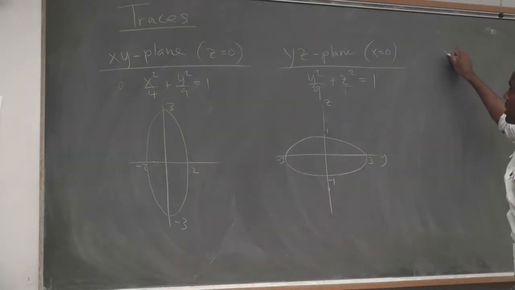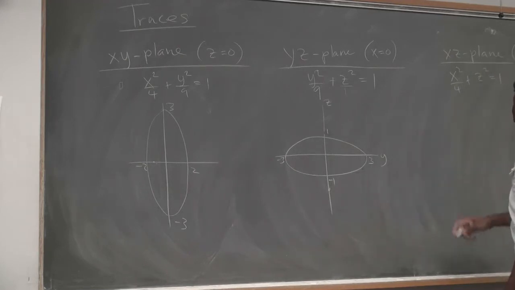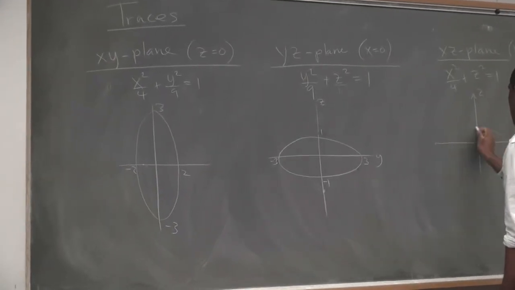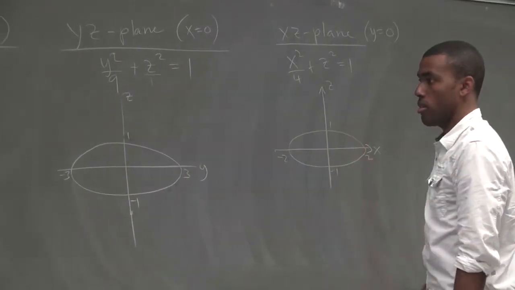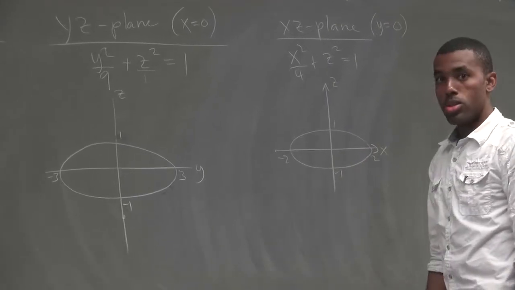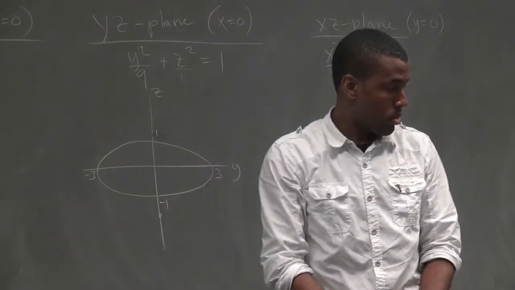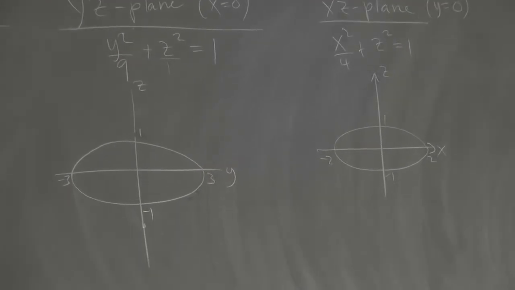And then finally we look in the xz plane. Here we got x squared over 4 plus z squared equals 1, because we're assuming y equals 0. This also gives you an ellipse stretched along the x. This would go from 2 to minus 2, 1 to minus 1. Okay. So those are the traces in each of the coordinate planes. And now we can put it together. Nope, not enough.